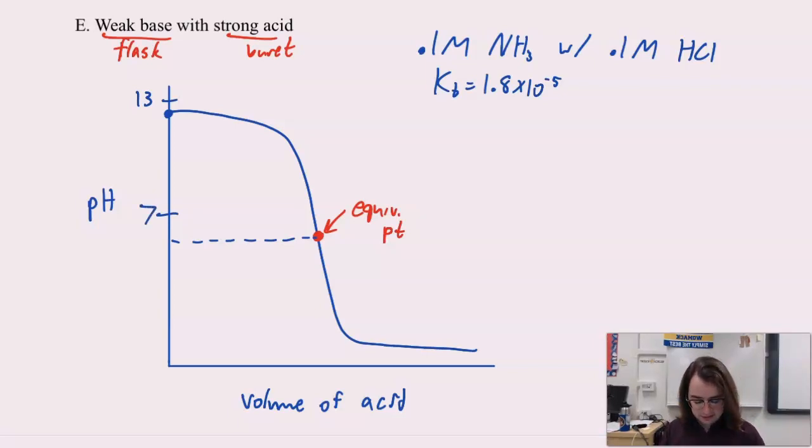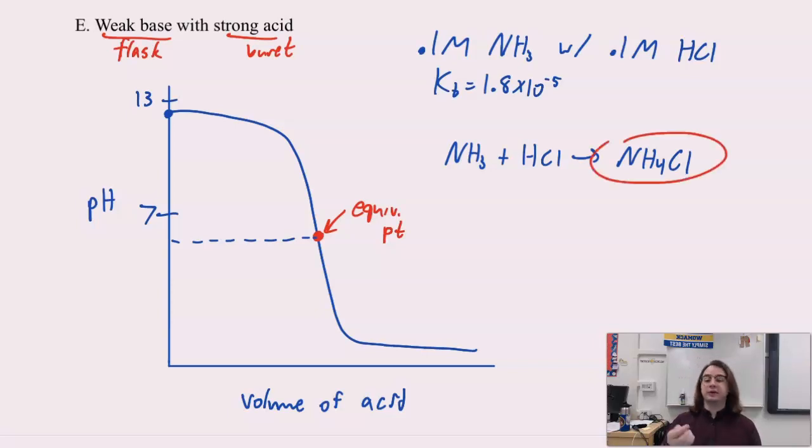Well, let's look at the equation again. If we have NH3 plus HCl, this is just going to form an acidic salt, NH4Cl. And again, this acidic salt is going to bring the pH below 7. So if I have a weak base titrating with a strong acid, my equivalence point has a pH below 7. That's really the big takeaway that I want you to have here.